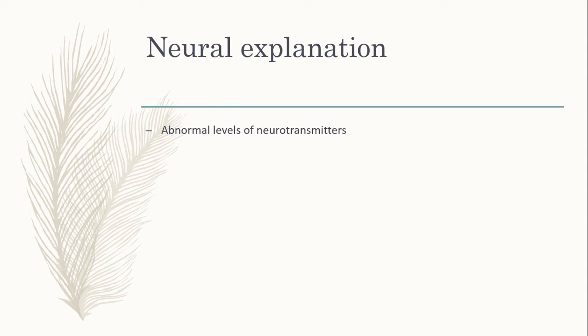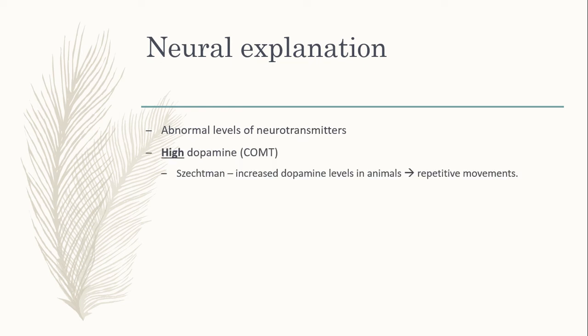So the neural explanation for OCD is that there are abnormal levels of neurotransmitters in the brain, and we have found there are high levels of dopamine, which is related to the COMT gene. So faulty COMT gene, low levels of COMT activity, and therefore increased levels of dopamine.